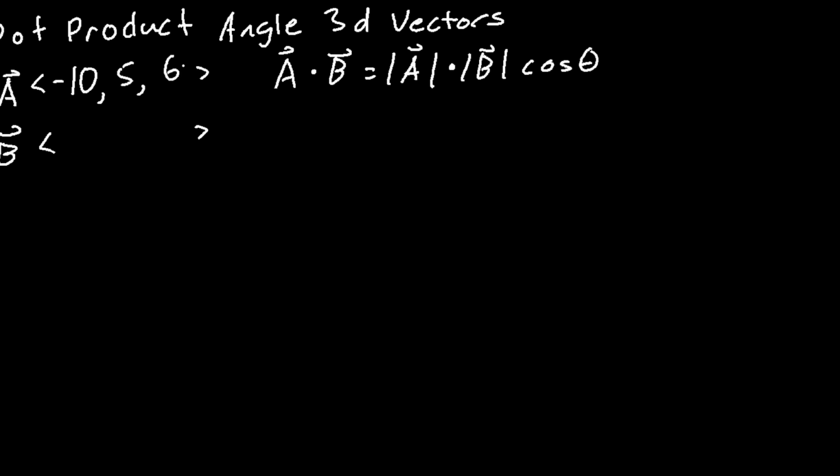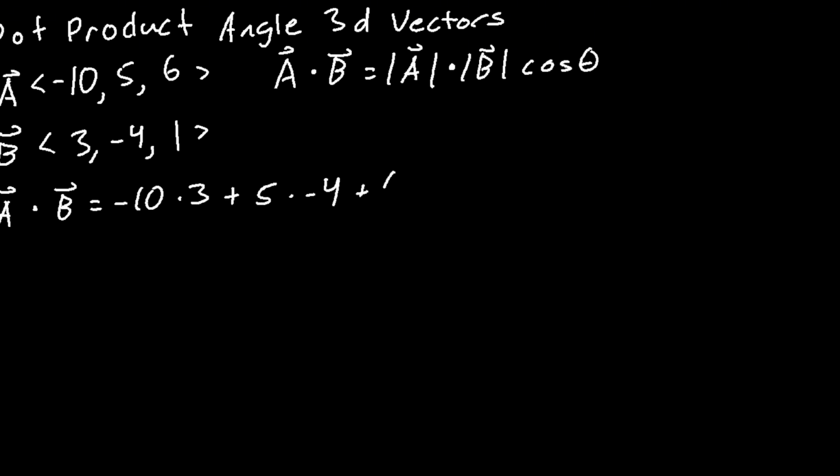Okay, negative 10, 5, and 6, and 3, negative 4, 1. Because I'm lazy and I don't want to do more math. Is equal to negative 10 times 3 plus 5 times negative 4 plus 6 times 1.